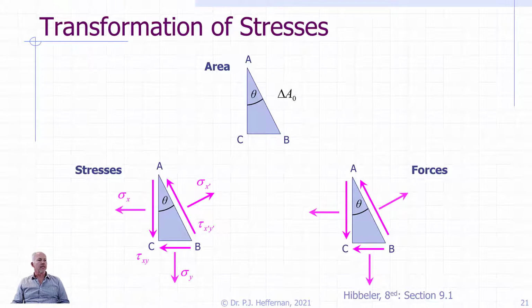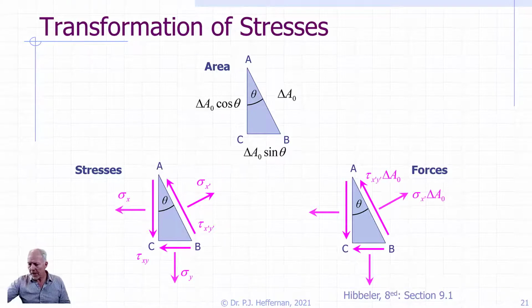So if we look at the areas, we have our delta A naught is the area there. Then the area AC would be delta A naught cos theta. And our area CB would be delta A naught sine theta. So then to get the forces on that plane, we would take those areas and multiply them by the stresses, which we already have labeled out. And so we can figure out that the forces on the transform plane are sigma x prime delta A naught and tau x prime y prime delta A naught.